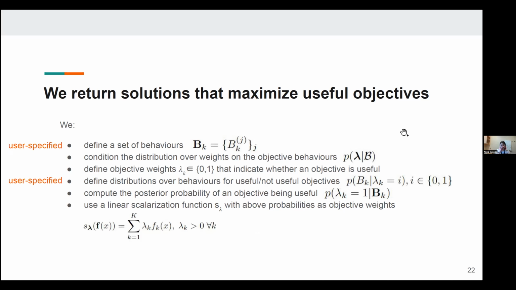Okay, these two steps are user specified. So the definition of the behaviors and also the definition of the conditional distributions over behaviors are user specified, but we propose some examples in our paper.